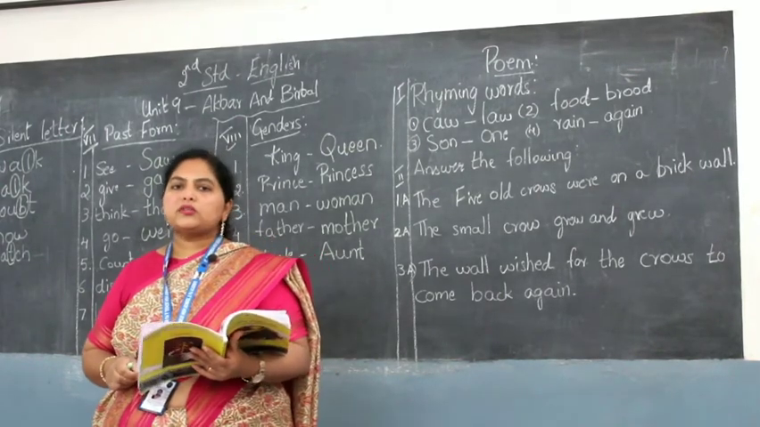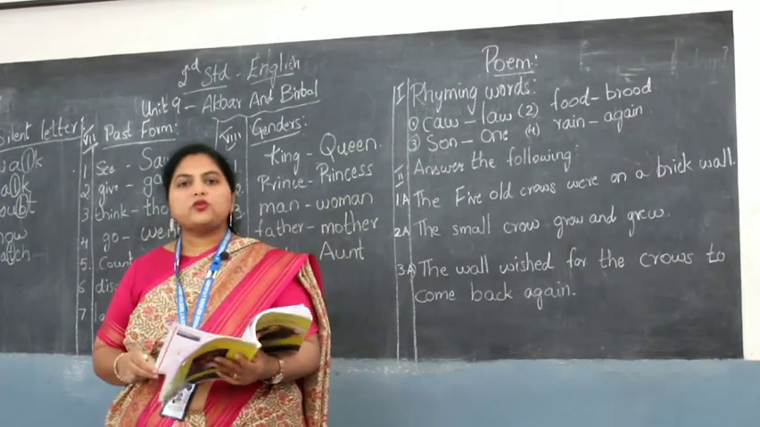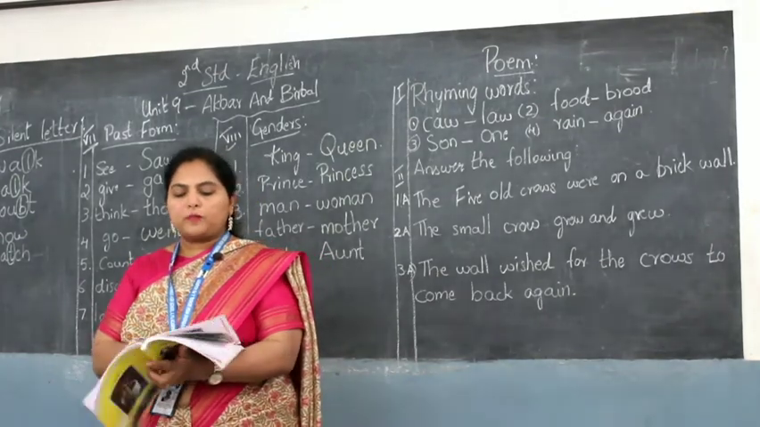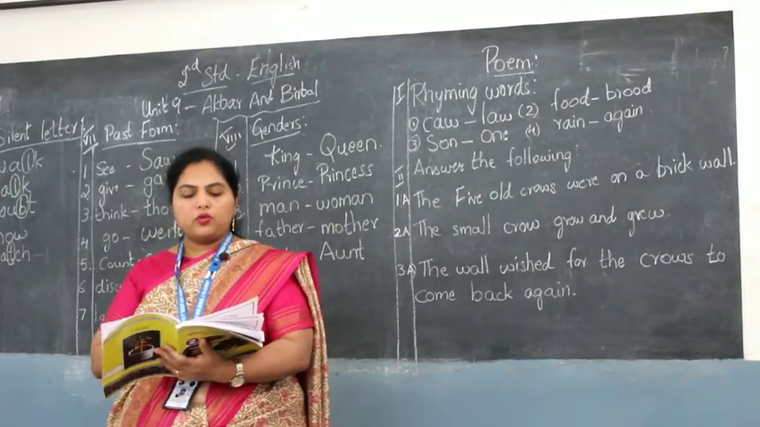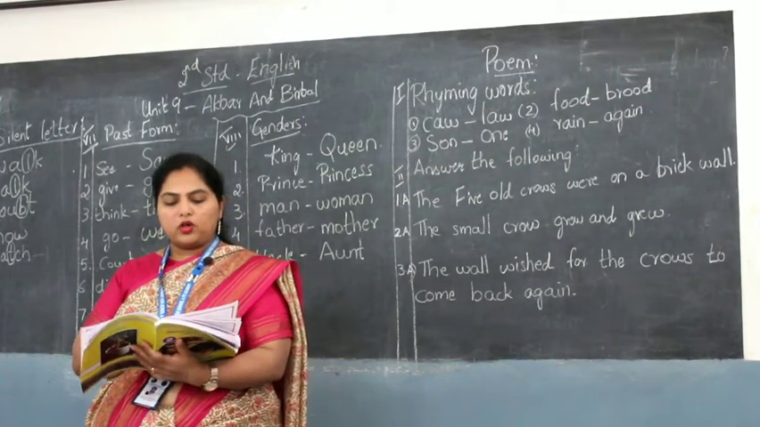Because the small one flew away, both the tall crows were left on the wall. What did the 1 crow say? I miss my son, I want to go and see my son. So that crow also flew away, and that left 1 crow on the wall.